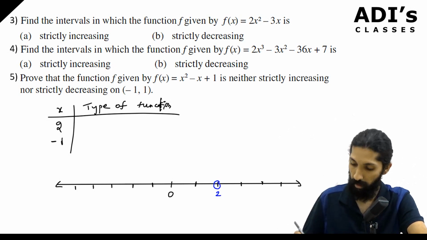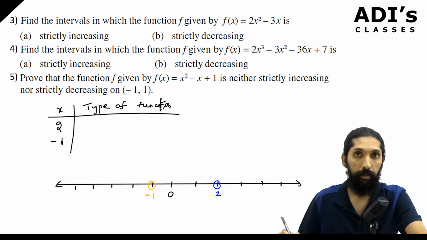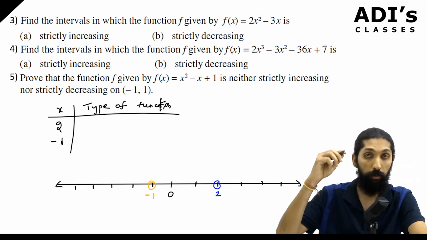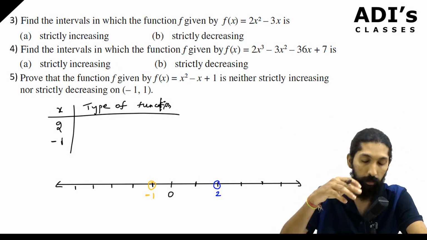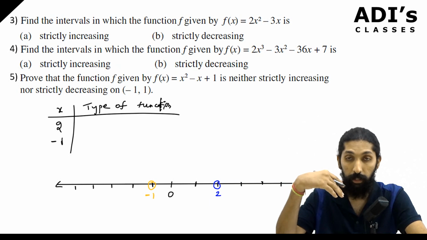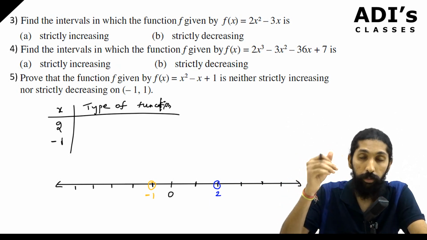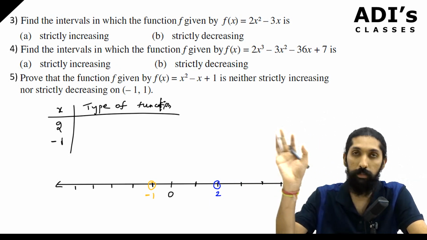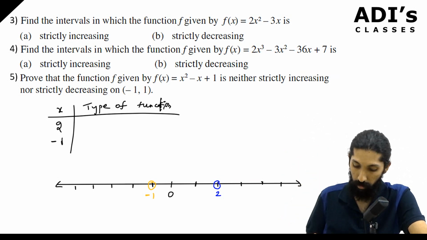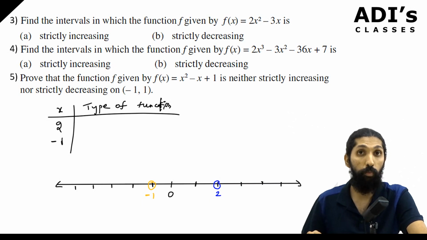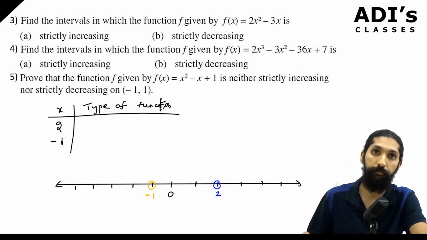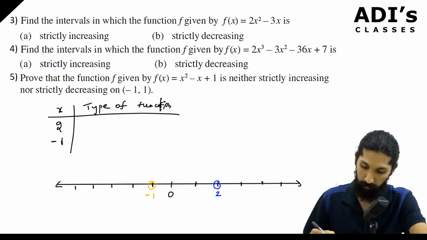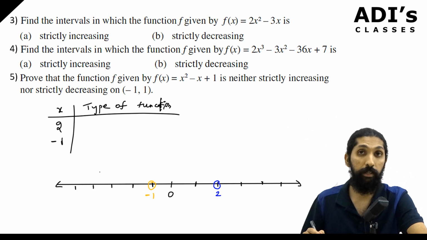Okay, just increasing. Now, in this case, suppose you have two values, x1 and x2. Assume that x1 is less than x2. Clear? x1 is less than x2. If f of x1 is less than or equal to f of x2, then we say that the function f of x is increasing.